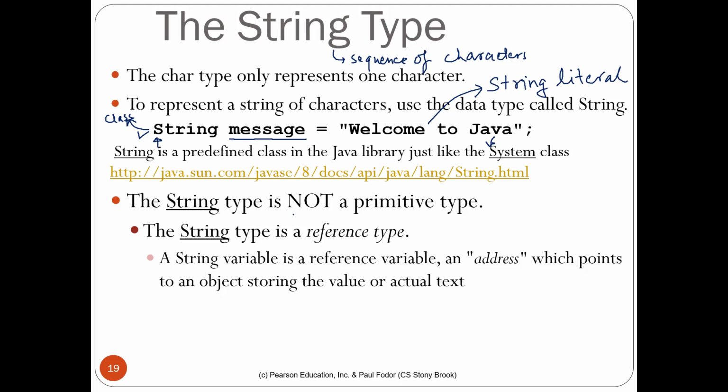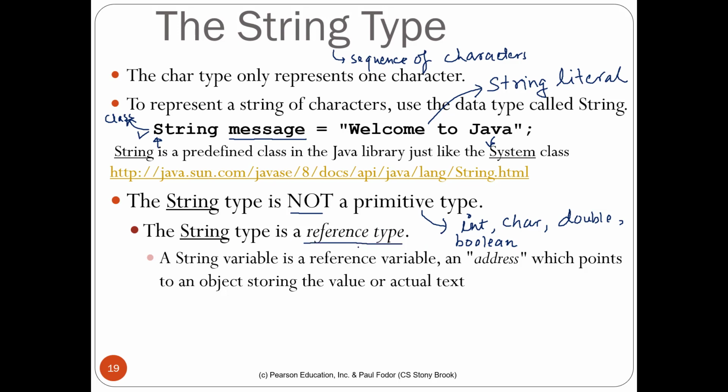So what else do we need to know about string? String type is not a primitive data type. Okay, so you remember primitive data types. Examples of primitive data types are integer, character, double, float, byte, long, and then boolean. So these are all primitive data types, whereas string is a reference data type.